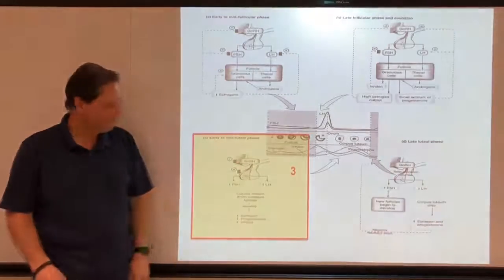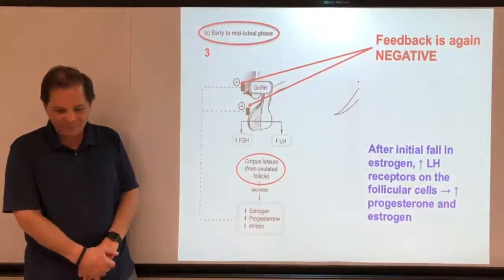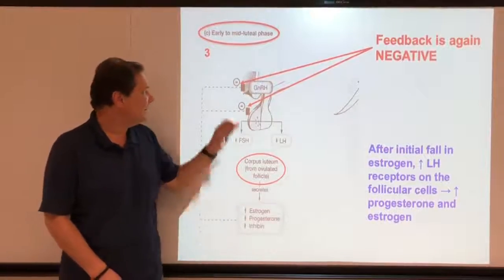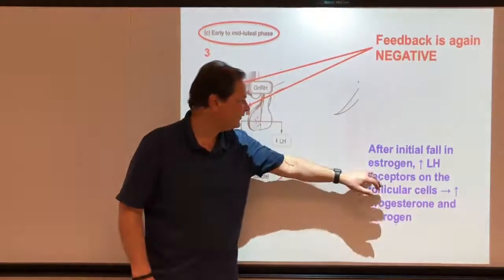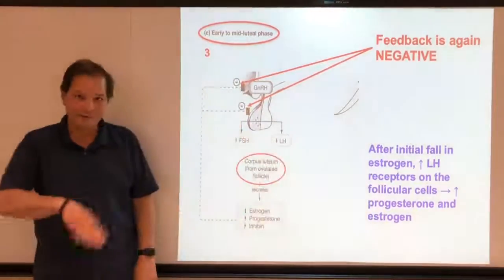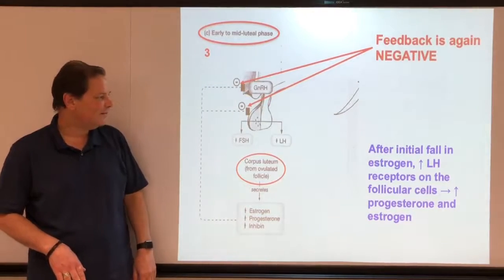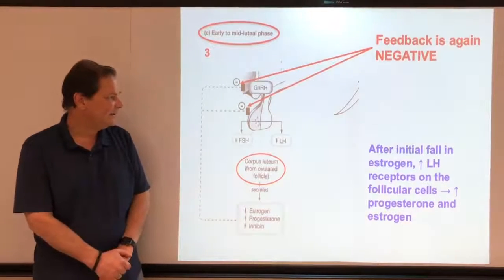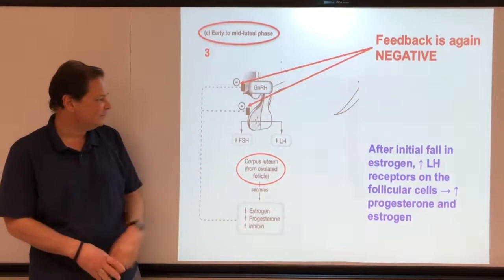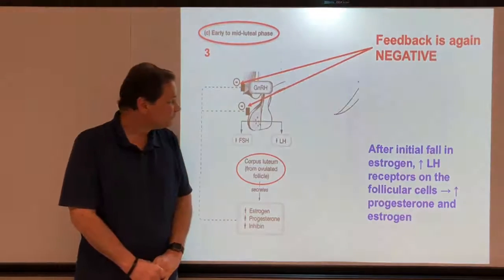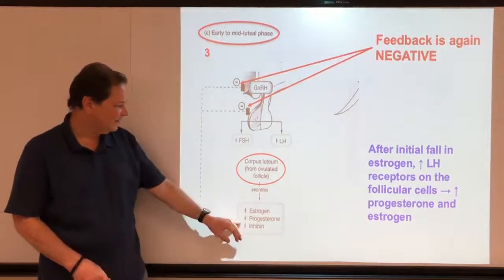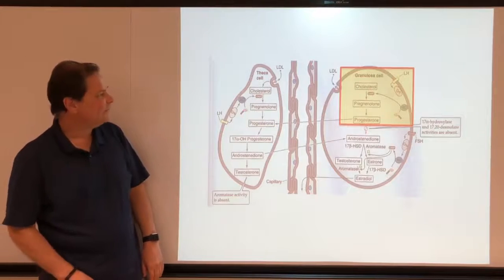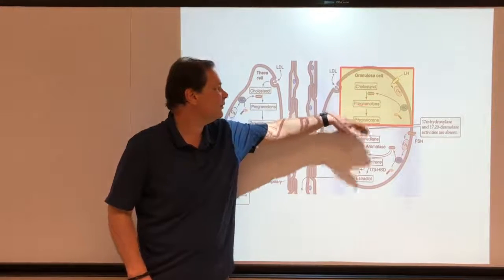We then enter the early to mid-luteal phase, and here we're back to negative feedback. So after the LH surge, the estrogen drops quite a bit, and then it increases along with progesterone and inhibin after that as we enter the luteal phase. We get an increase in progesterone as well. So there it is right there. And this is the reason why we get the increase in progesterone.